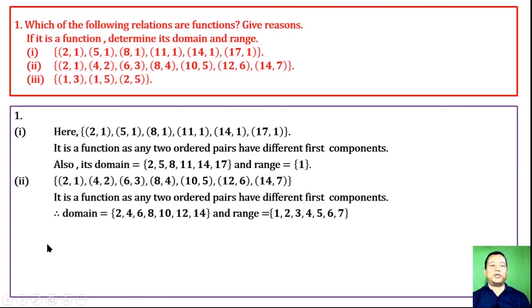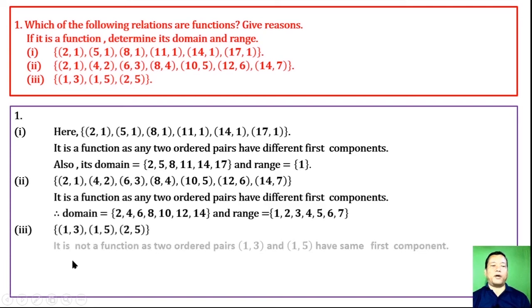For Roman number 3, two ordered pairs have the same first component, therefore it is not a function. It is not a function as two ordered pairs (1,3) and (1,5) have the same first component.